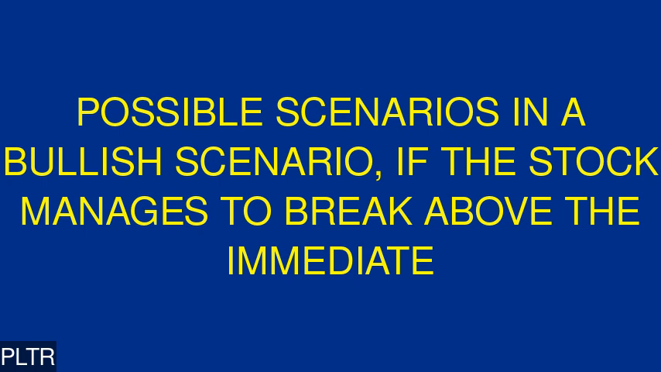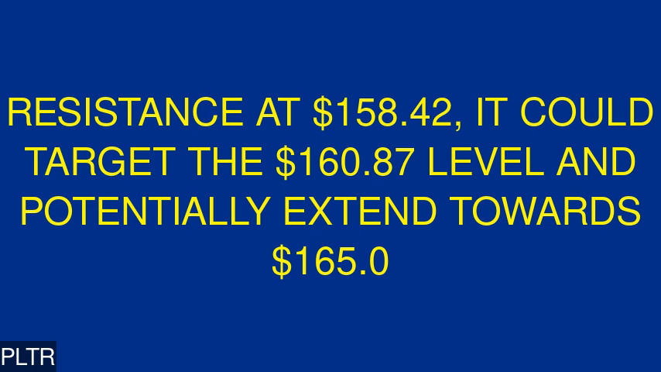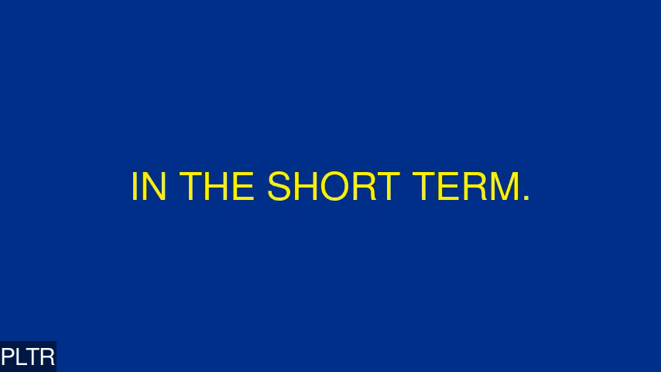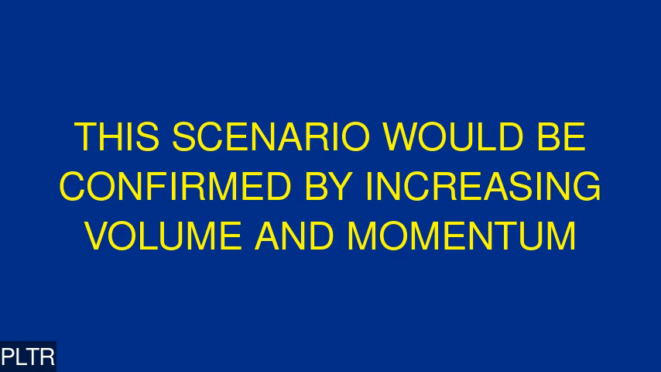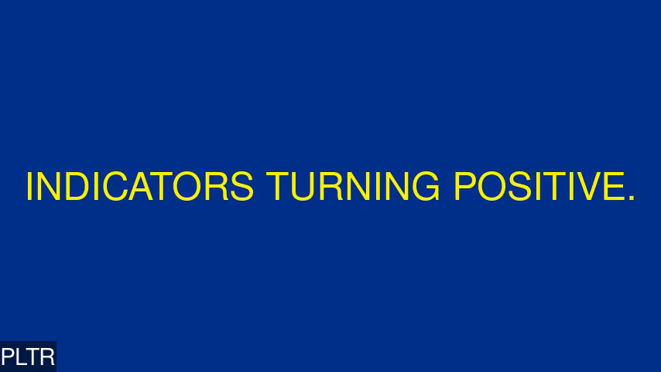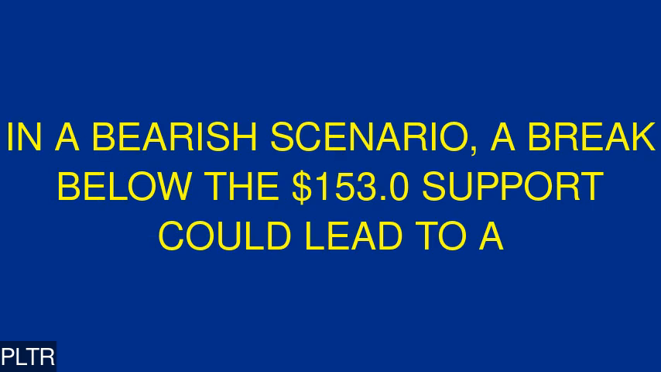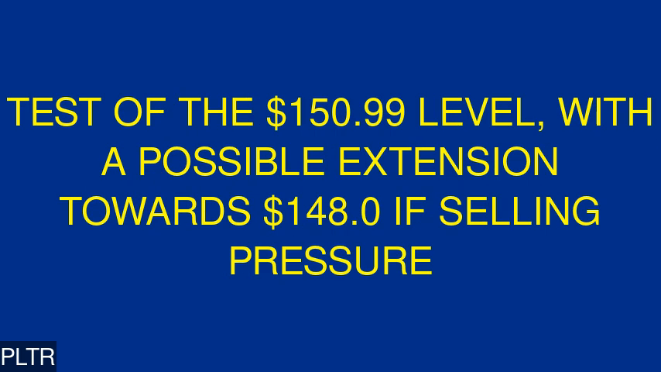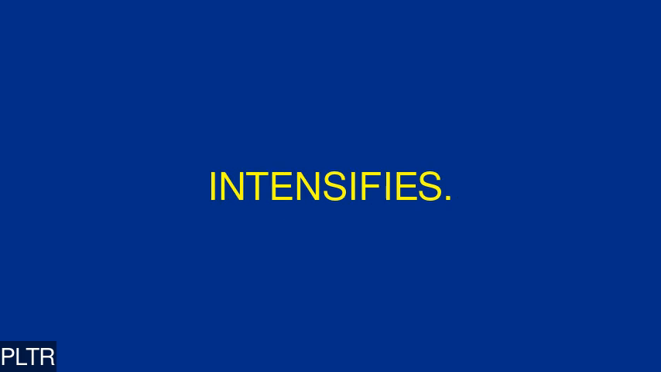Possible scenarios. In a bullish scenario, if the stock manages to break above the immediate resistance at 158.42, it could target the 160.87 level and potentially extend towards 165.0 in the short term. This scenario would be confirmed by increasing volume and momentum indicators turning positive. In a bearish scenario, a break below the 153.0 support could lead to a test of the 150.99 level, with a possible extension towards 148.0 if selling pressure intensifies.